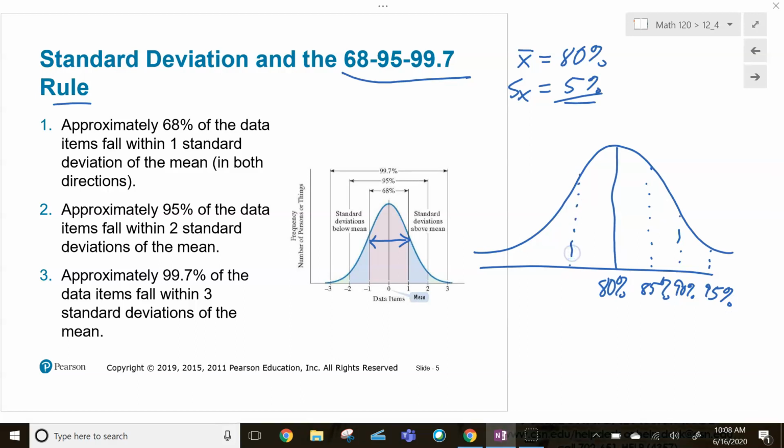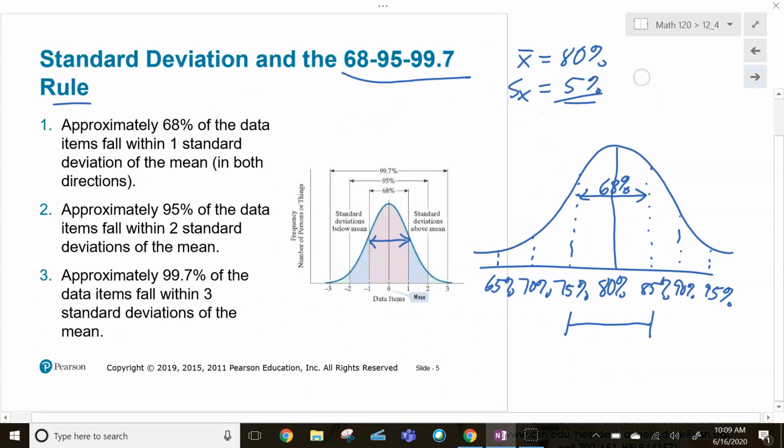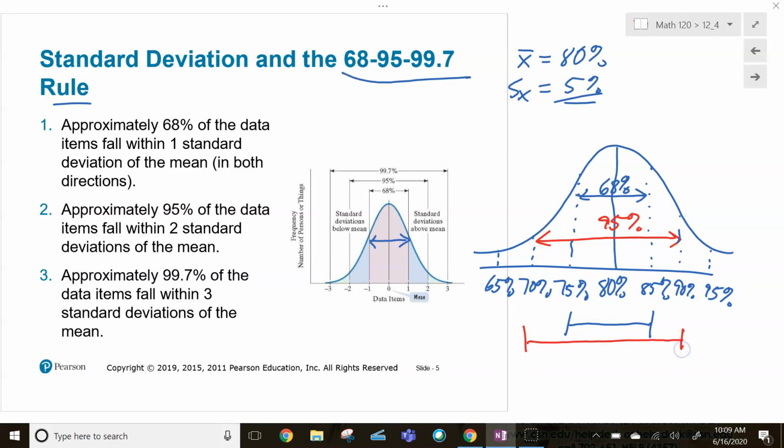One standard deviation below, so 80 minus 5, 75%. 75 minus 5, 70%. And finally, 70 minus 5, 65%. So this rule says 68% of these students scored between 75% and 85%, one standard deviation below and one standard deviation above. And then 95% of the students scored from 2 standard deviations below to 2 standard deviations above. So between 70 and 90%, 95% of the class scored between 70% and 90%.